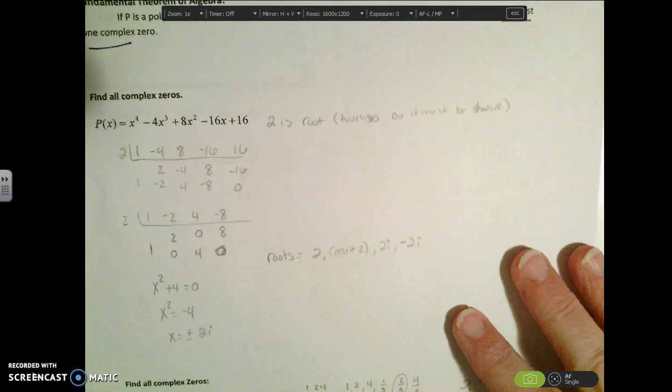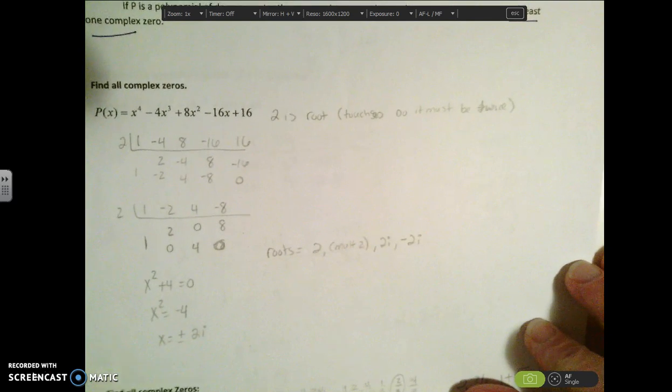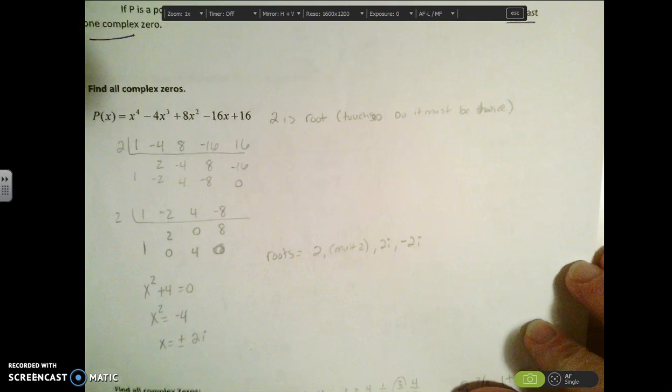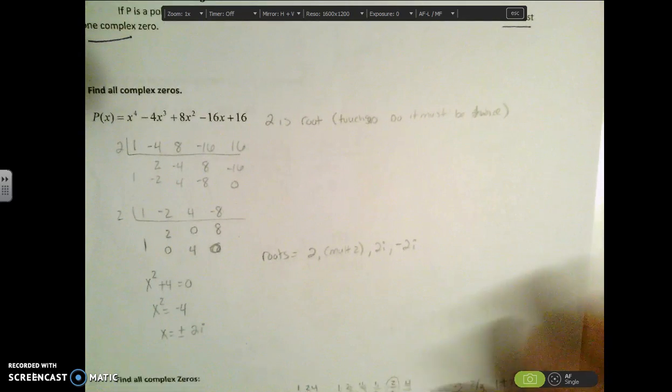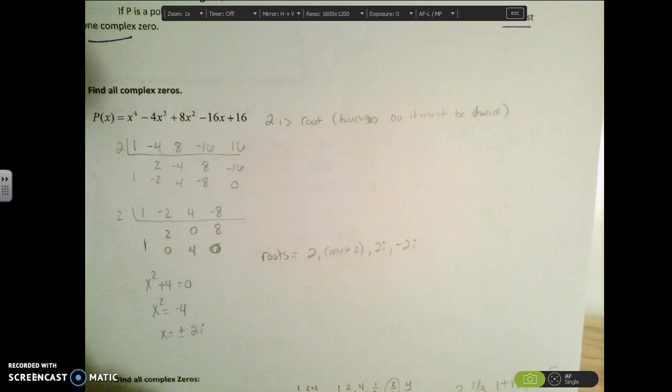So when we look at this problem, x to the fourth minus 4x cubed plus 8x squared minus 16x plus 16, we have this polynomial, and when we put it in our graphing calculators, we will see that it is bouncing at the root 2. So remember we talked about when it bounces at a root that means that it has an even multiplicity or an even power. So we can tell from that graph that we're going to have an even power there. So when I do my synthetic division, I'm going to divide the root 2 out twice.